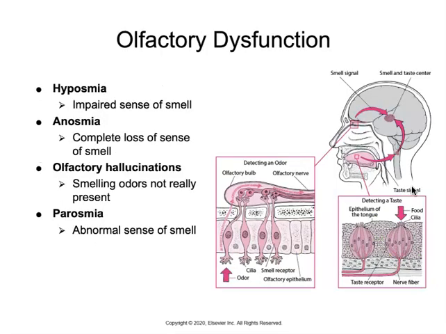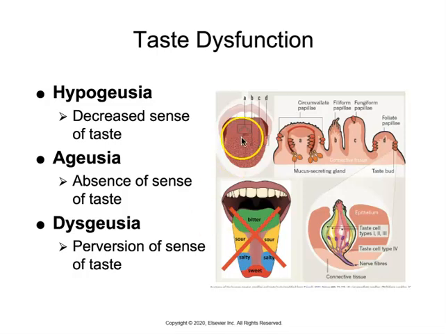So when we have olfactory dysfunction, we can use some of these terms. Hyposmia is when we have an impaired sense of smell. Anosmia is a complete loss of the sense of smell. And olfactory hallucinations is when we think we are smelling something, but we're really not. And then parosmia is an abnormal sense of smell. Now for taste dysfunction, we have similar terms. We have hypogeusia, which is a decreased sense of taste, ageusia, which is an absence of sense of taste, and dysgeusia, which is a perversion of taste, meaning that you have an altered or distorted perception of taste.